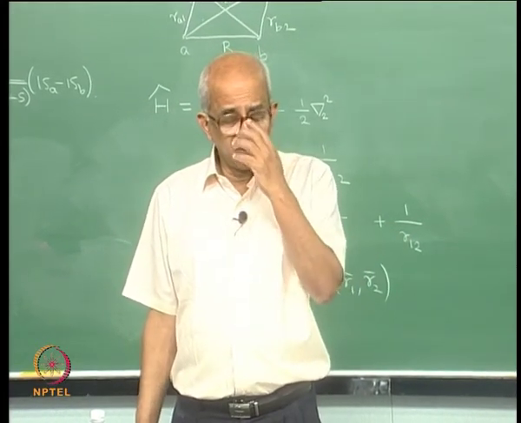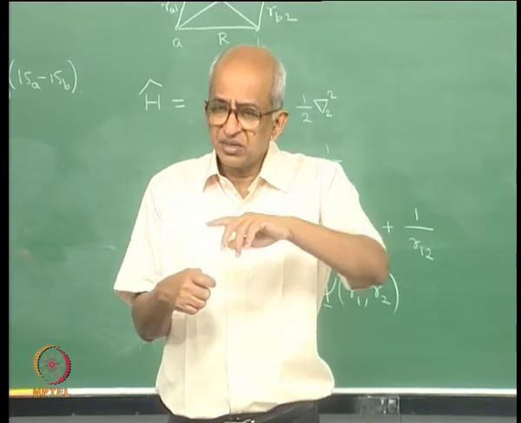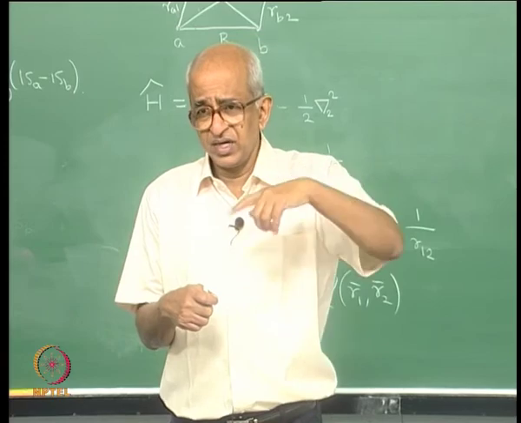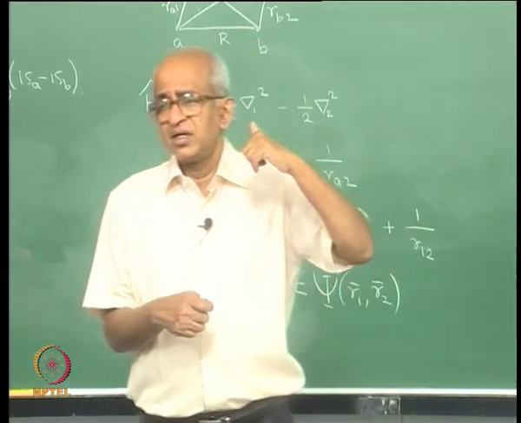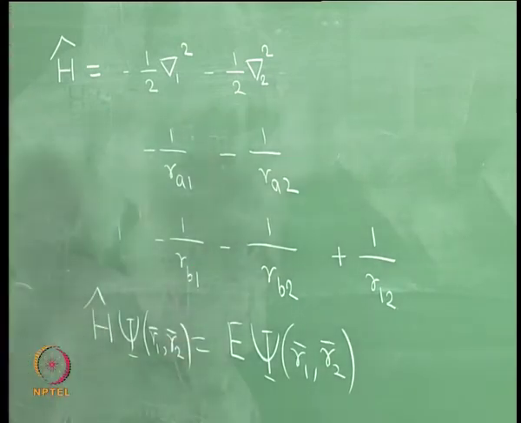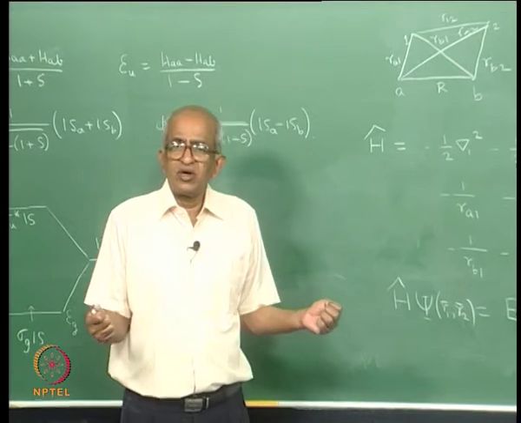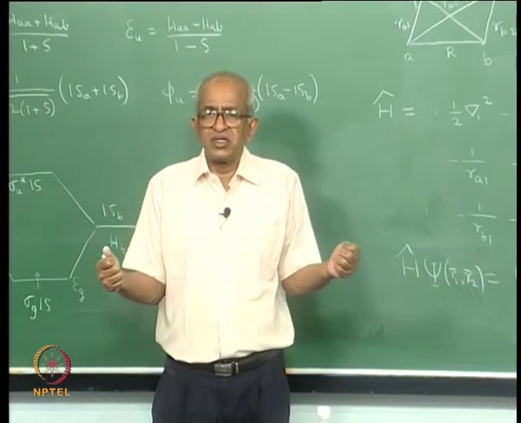Because of this term, what do the electrons do? They always try to avoid each other. That means their motion is correlated, a word that I have used earlier, and as a result of that, it is not possible to solve this equation. And if it is not possible to solve this equation, I would like to know at least what will happen in the ground state of the system.